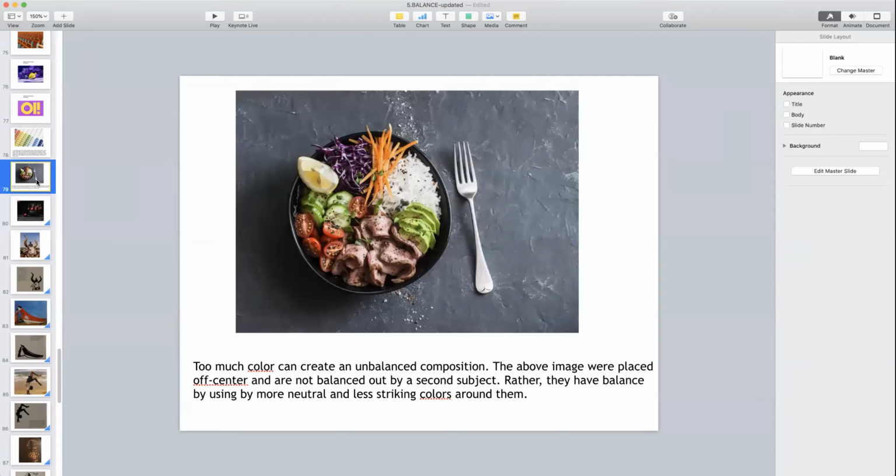Now there are two more images, then we'll move to the old PPT, which many of you would have already seen or gone through. Too much color can create an unbalanced composition. The above images were placed off center and are not balanced out by a second subject. On the contrary, here you see a fork. Rather, they have balanced by using more neutral and less striking colors around them. So it is a whitish color, or you can say gray color. Gray is the background, and this fork is a shiny color. So it is a little bit of a contrast from the subject.